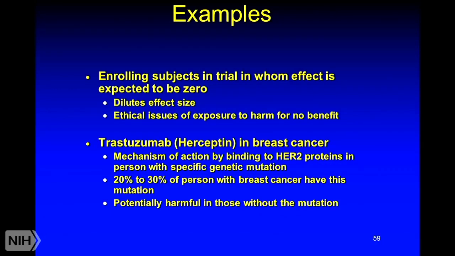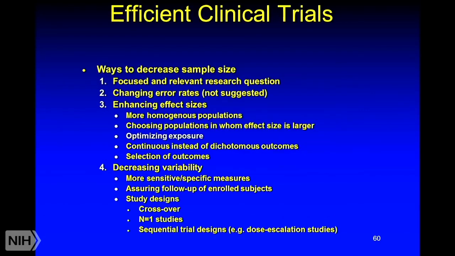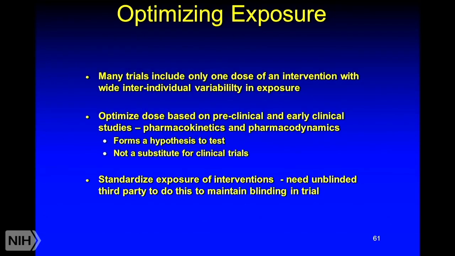So that is studying a more homogeneous population, and you can actually use a smaller sample size, and more importantly, avoid harming people that can't benefit to begin with. Another issue is optimizing exposure. So some preclinical information or data from healthy volunteers may actually help you pick the right dose that you want to study in a future trial going forward.